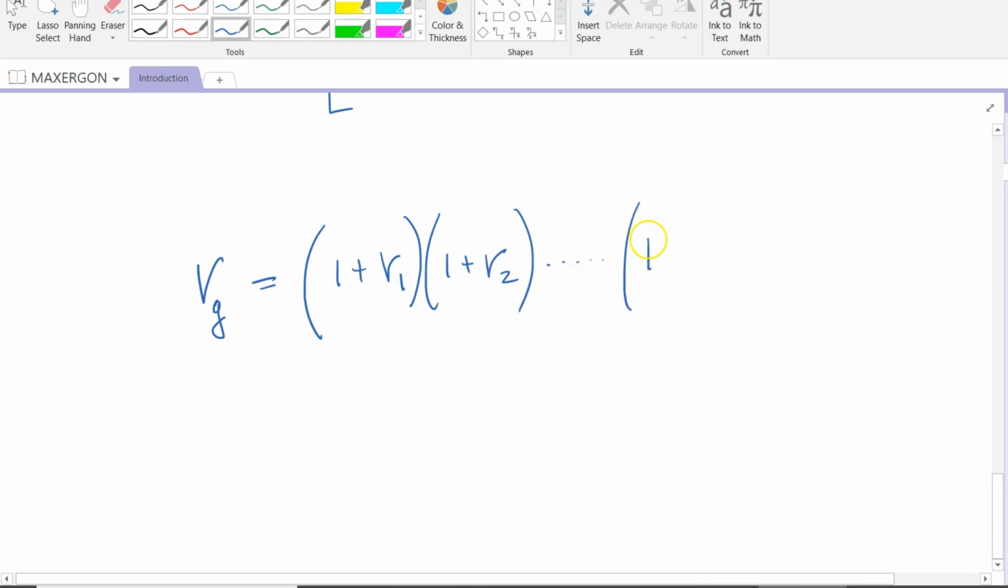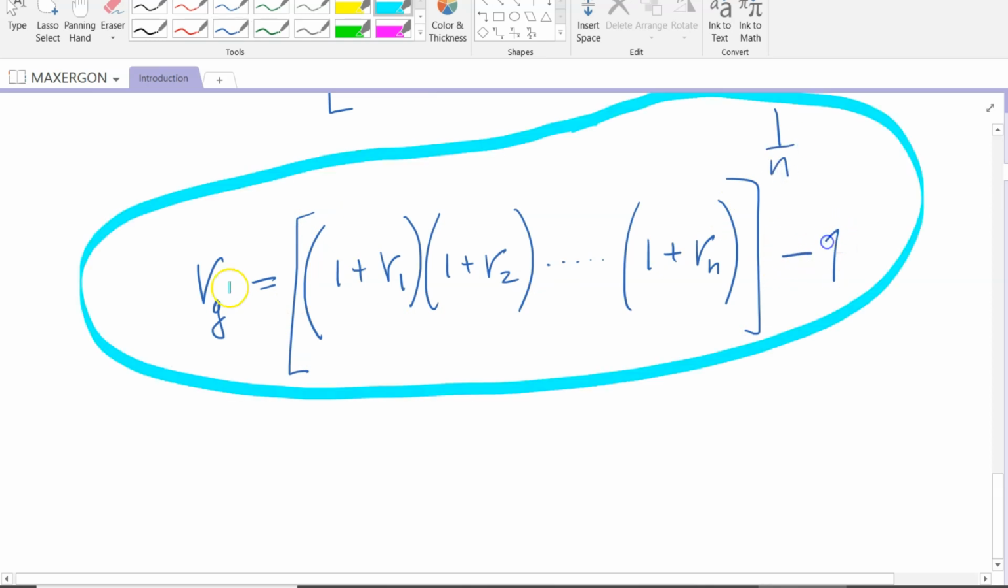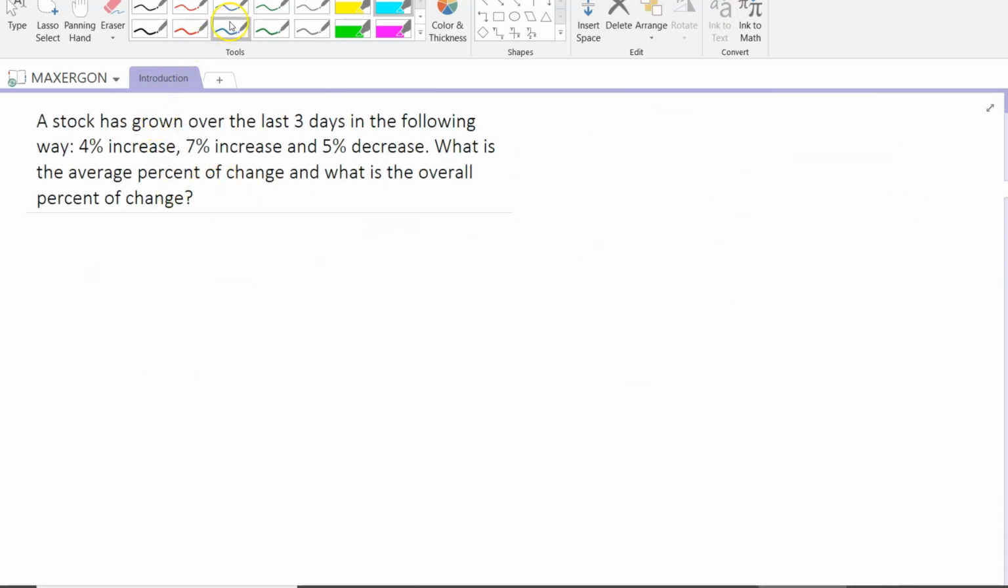So there will be multiplication of any number of brackets, exponent 1 over n minus 1. This formula gives us that change, which if applied n times, will give us the same result as n different changes applied one after another.